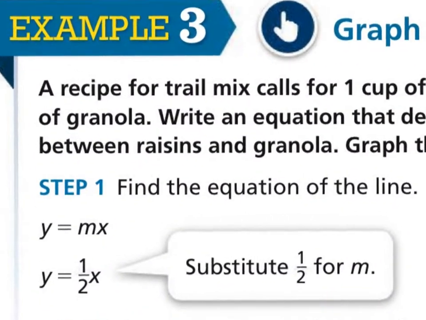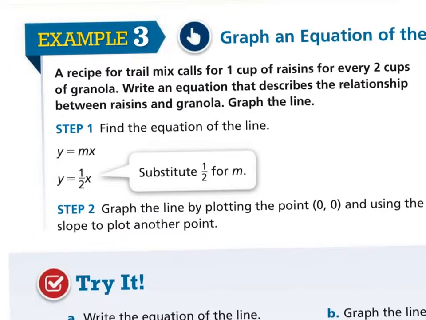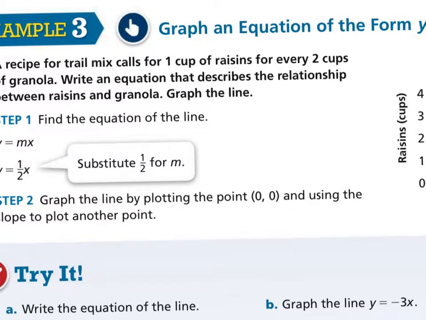So if you look at example 3, a recipe for trail mix calls for 1 cup of raisins for every 2 cups of granola. Write an equation that describes the relationship between raisins and granola and graph the line. So what we have to do first of all is make a decision about what our x and what our y is going to be.